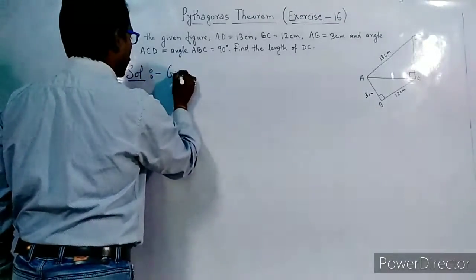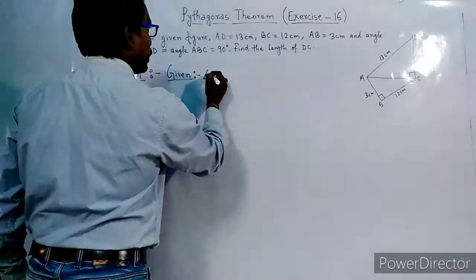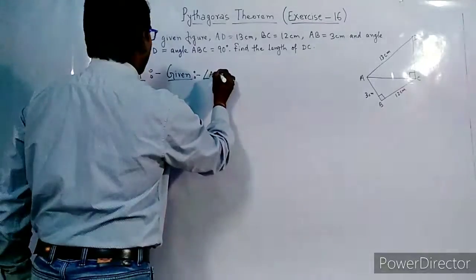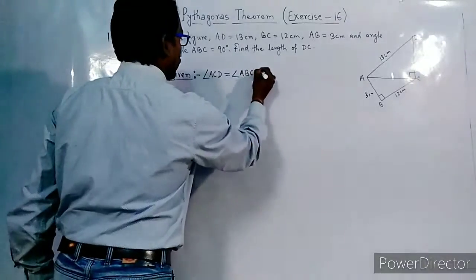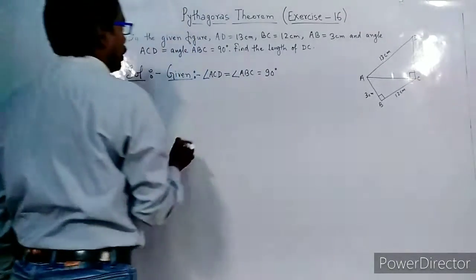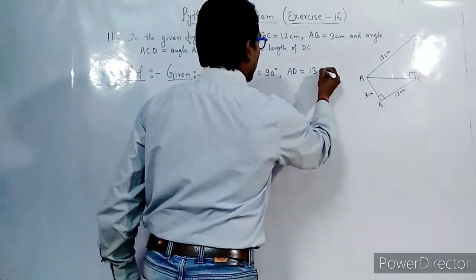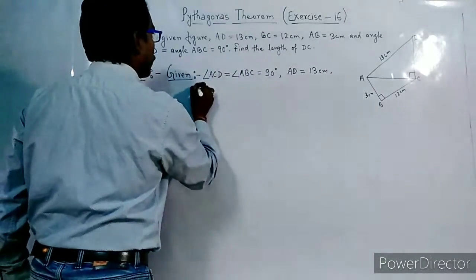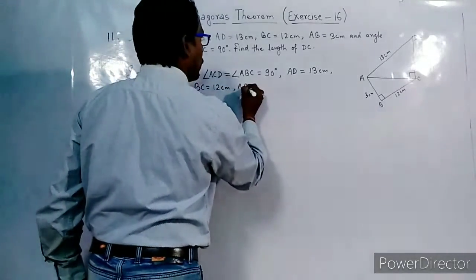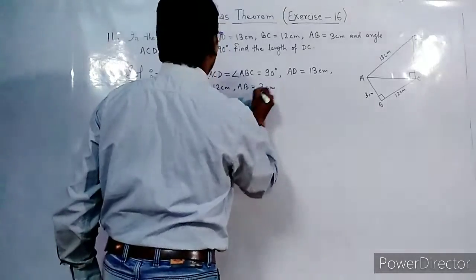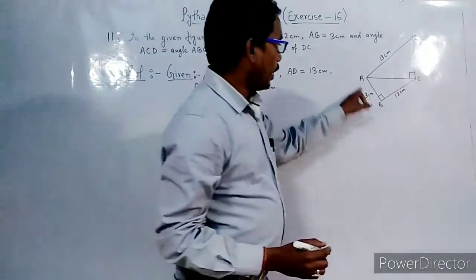So given angle ACD is equal to angle ABC equal to 90 degree. AB equal to 13 centimeter. BC equal to 12 centimeter. AB equal to 3 centimeter. So now we will solve this triangle ABC.